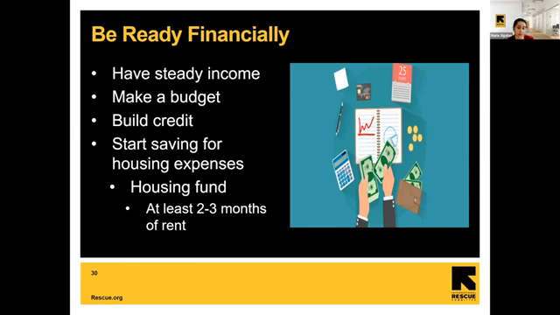And then lastly, start saving. Any amount you can put aside for that eventual move will help you in the future, right? We recommend, if you can, put aside about 2 to 3 months of rent, or make that a goal to create a housing fund where you're saving 2 to 3 months so that you can pay for those security deposits and the rental down payment. And hopefully if you do all of this, you'll have a lot of options when it comes to picking what type of home or apartment you'll end up renting in the future.